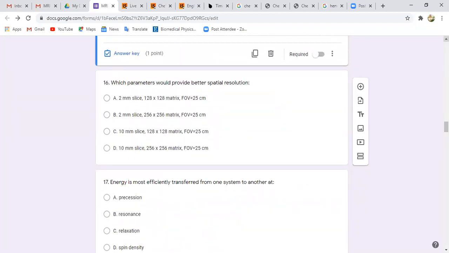Question 16. Which parameter will give better spatial resolution? Given the options, you have the matrix and you have the field of view. I went for B. I actually guessed this one, but I was willing to ask whether the slice thickness controls the spatial resolution or the contrast resolution. I was just thinking with a 2mm slice, you would be able to see things better than with a larger matrix too, because the field of view is still constant for all of them.